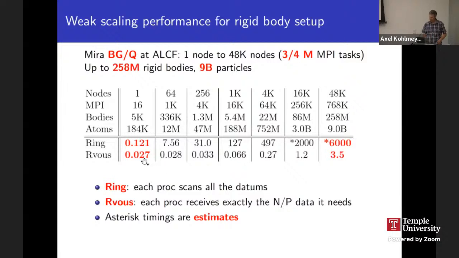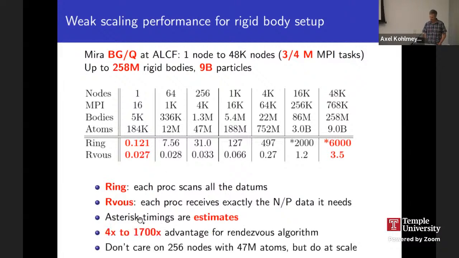So the ring algorithm is that each processor is scanning all the data to find the bodies that it needs. Rendezvous is each processor receiving exactly the set of information it needs to do rigid body computation on a subset of the bodies. These asterisk timings are actually estimates. As you can see, they're nice projections of this linear scaling. We're going up 4x in size here and 3x in size here. We didn't want to run for 6,000 seconds, 2 hours, in order to set up the rigid body simulation.